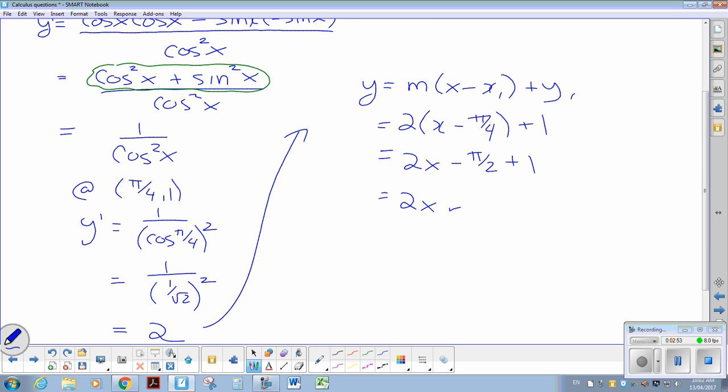So you could have 2x and then negative pi by 2 plus 2 over 2. So it would be negative pi plus 2 over 2. All right. And there we go.